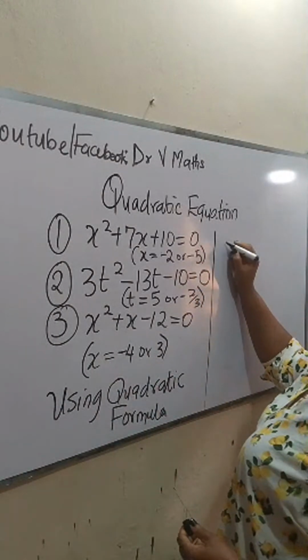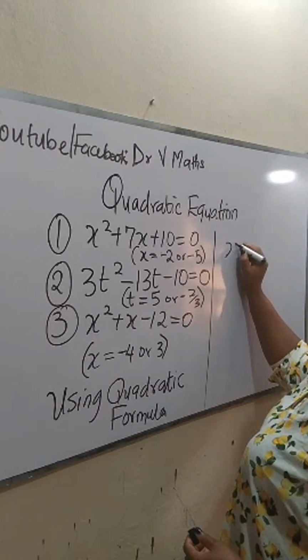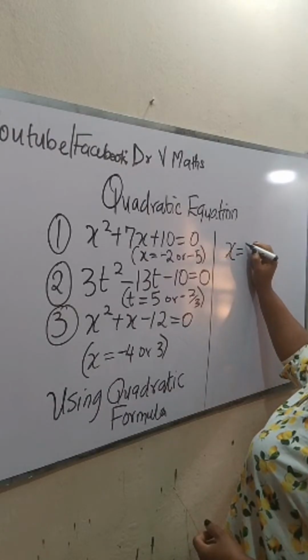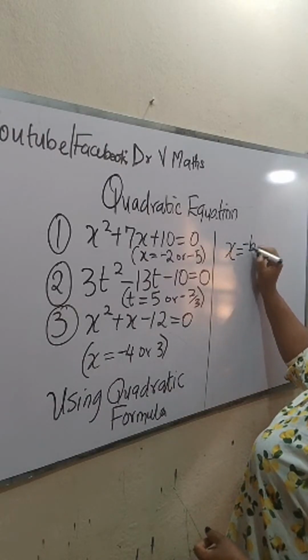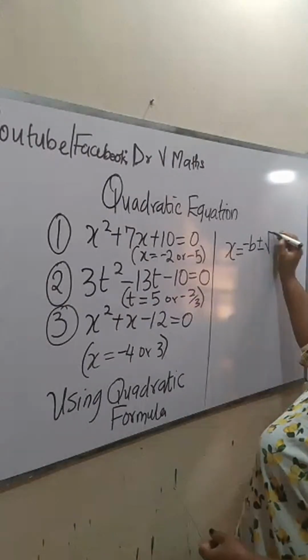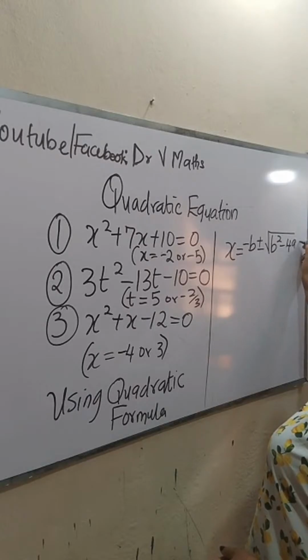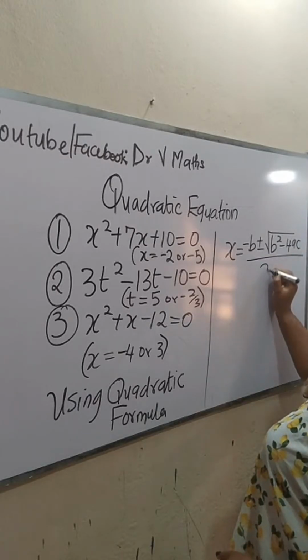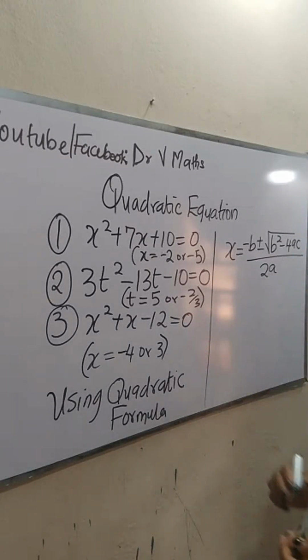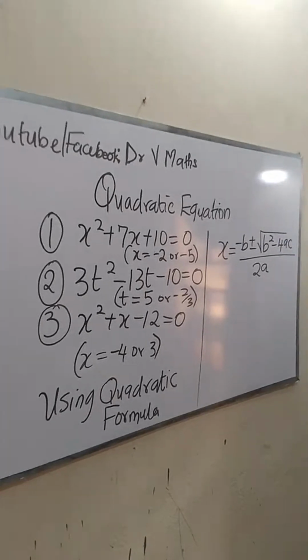So the formula states that x is equal to minus b plus or minus the square root of b squared minus 4ac, all over 2a. Now, this is the quadratic formula.